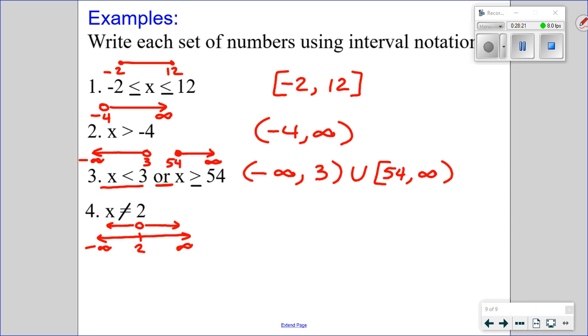So in interval notation, we do have to write two intervals. We would start with negative infinity to 2, parentheses, because we don't want to include the 2, union, or the U, meaning or. And then we have to write an interval for the other arrow, which is from 2 to infinity. So by breaking this up into two intervals and using parentheses on the 2, we're saying that we're just not including the 2. Okay, so basically x cannot equal 2. That's the only one number we're eliminating from this set of numbers.